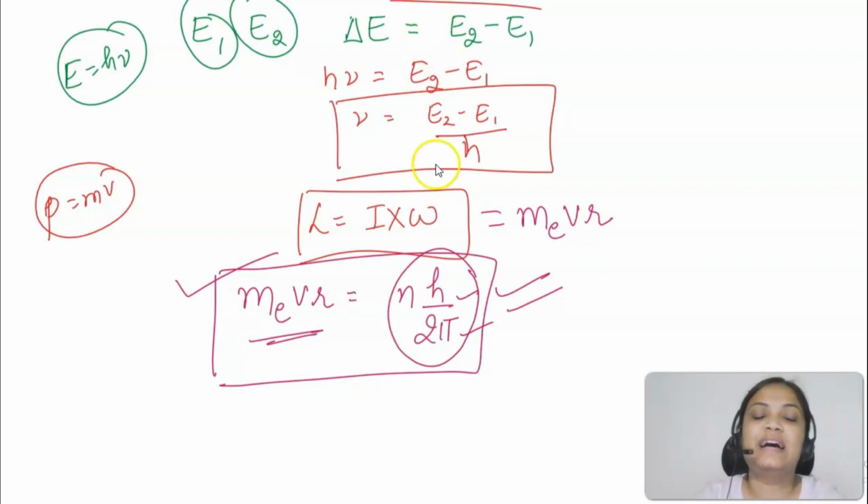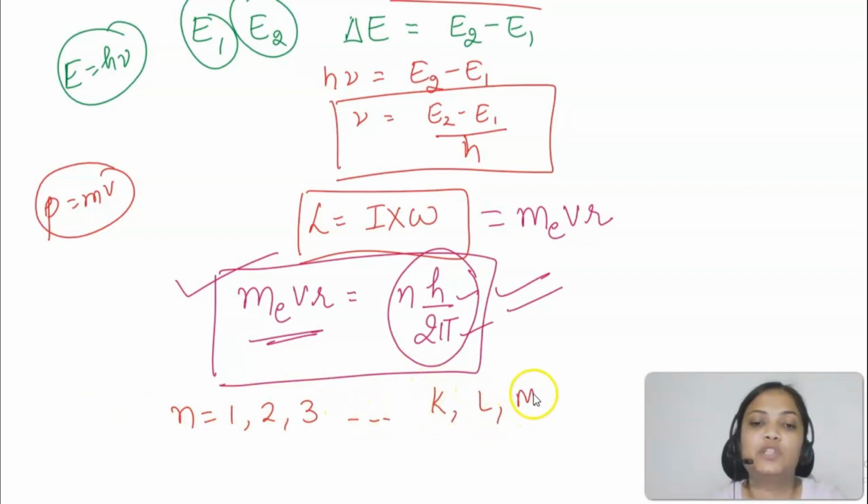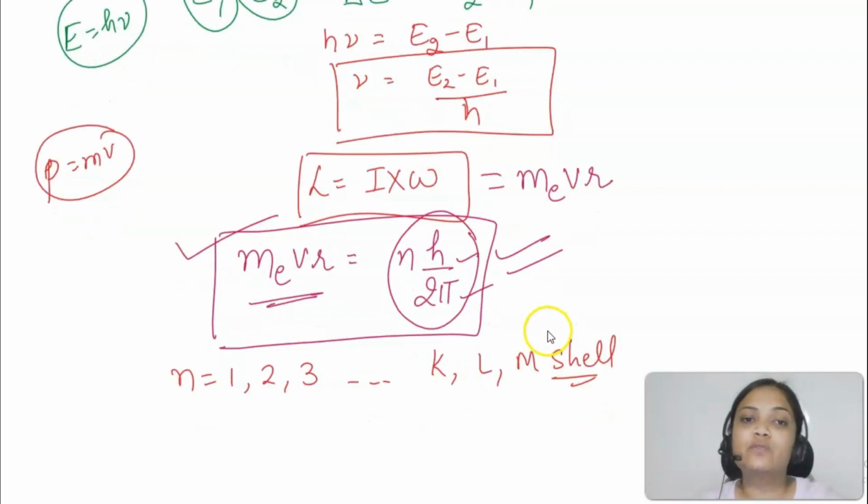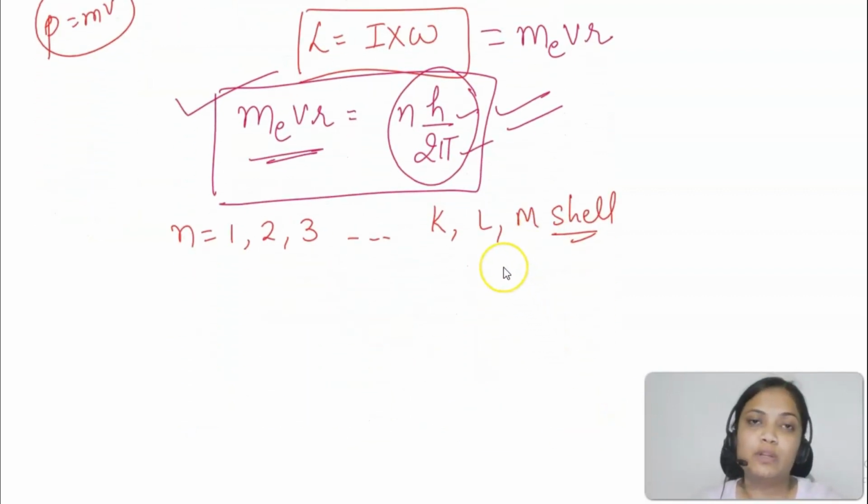So you know that the orbits he numbered as n equal to 1, 2, 3, like we call K, L, M shells. According to Bohr, that's what he said, the electrons will be revolving in these orbits only.